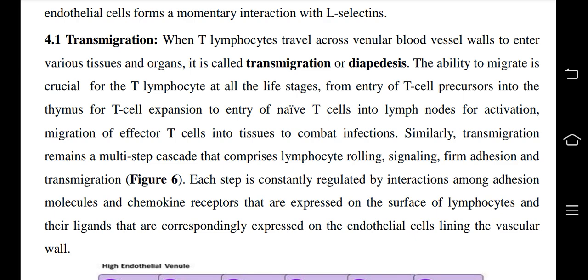The ability to migrate is crucial for T lymphocytes at all life stages, from entry of T cell precursors into the thymus for T cell expansion, to entry of naive T cells into lymph nodes for activation, to migration of effector T cells into tissues to combat infections. Similarly, transmigration remains a multi-step cascade that comprises lymphocyte rolling, signaling, firm adhesion, and transmigration. Each step is constantly regulated by interaction among adhesion molecules and chemokine receptors that are expressed on the surface of lymphocytes and their ligands that are correspondingly expressed on the endothelial cells lining the vascular wall.